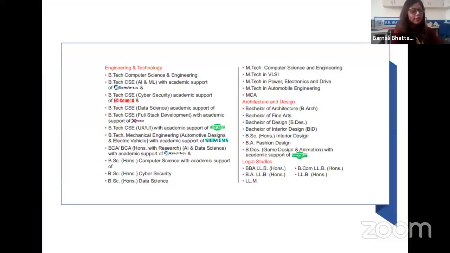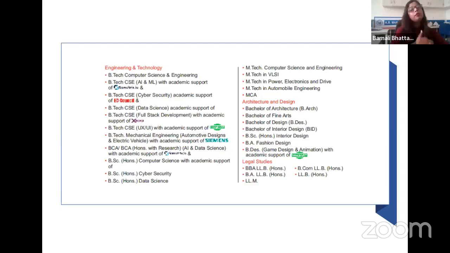As you can see here, we have various courses available. I would like to request the students to just go to the website, and with just a click you will get to know all the various courses available from our university web page. I would like to highlight some points here. We have a number of courses which are run with academic support from industry giants, like BTech CSE with AI and ML, which is artificial intelligence and machine learning, run with the academic support of Xebia and IBM. Meanwhile, our mechanical engineering is run with academic support from Siemens.